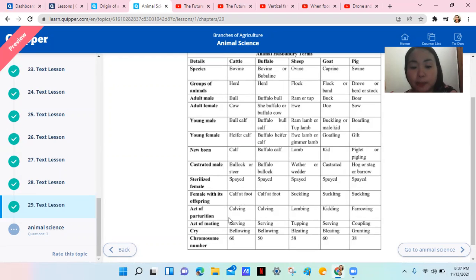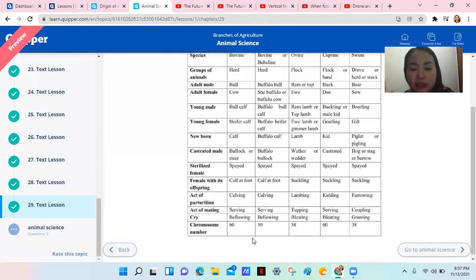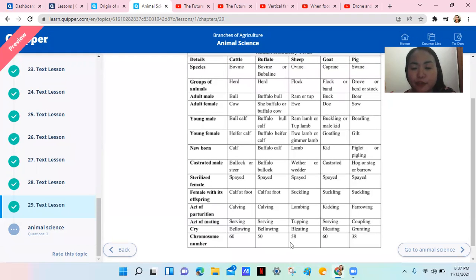The act of parturition, or giving birth, is calving for cattle and buffalo, lambing for sheep, kidding for goat, and farrowing for pig. And the act of mating is called serving for cattle and buffalo, tupping for sheep, serving for goat, and coupling for pig. And when they cry, it's called bellowing for cattle and buffalo, bleating for sheep and goat, and grunting for pig. And the number of chromosomes is 60 for cattle, 50 for buffalo, 54 for sheep, and 60 for goat, and the least is pig, which is 38.